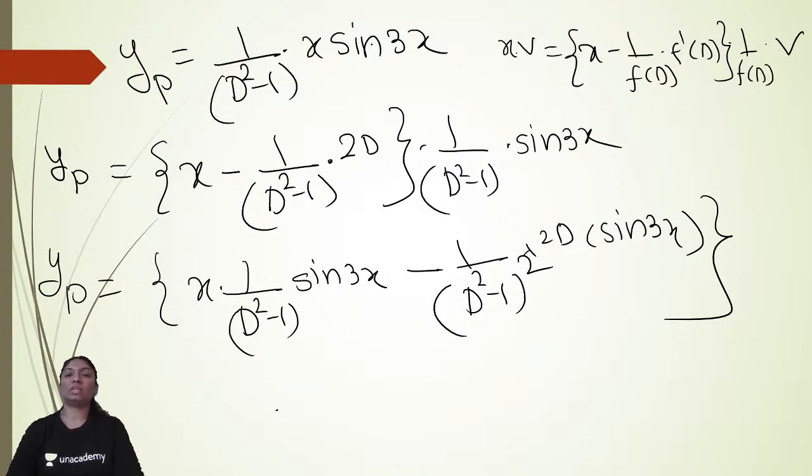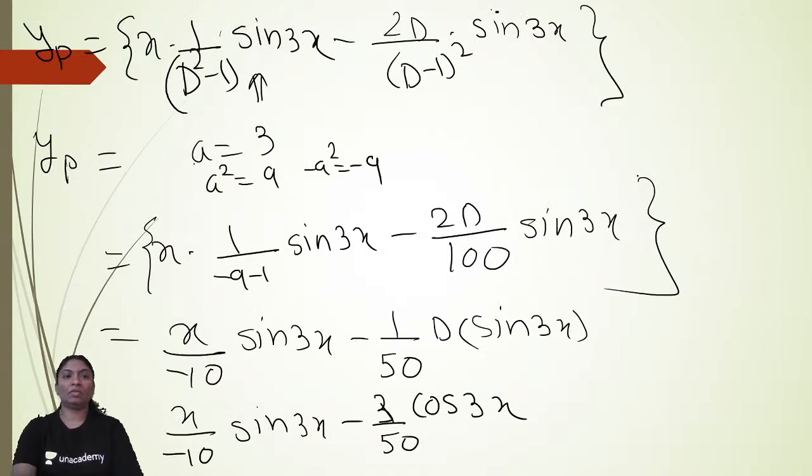Okay, so here we will use the x into V rule. So x minus 1 upon f of d into f dash of d. So derivative of d square minus 1 is 2d, into 1 upon f of d, that is d square minus 1 into sin 3x. So here yp is equal to x into 1 upon d square minus 1 into sin 3x. I'm just multiplying with this. Okay. So minus, and 1 upon d square minus 1 into 1 upon d square minus 1 becomes 1 upon d square minus 1 bracket square into 2d into sin 3x. Okay. So 2d into sin 3x, you will get here yp is equal to x into 1 upon d square minus 1 into sin 3x.